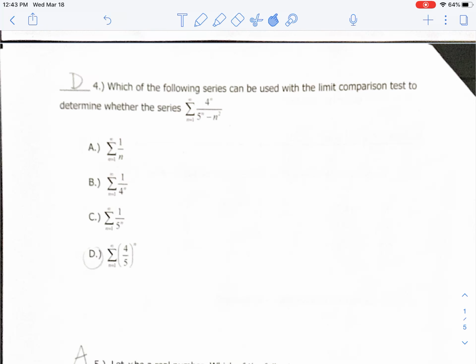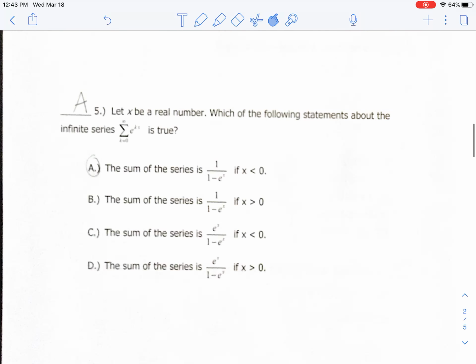Looking at number 4, limit comparison test. You want to go ahead and use something that is close to what you really have there. Looking at the next one, we've got our infinite series. The sum of the series is going to be first term over 1 minus common ratio, as long as that common ratio gives a value between 1 and -1, and so you need it to be -k for that to happen.